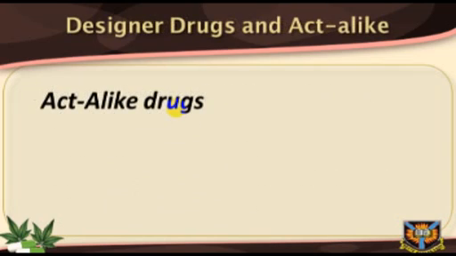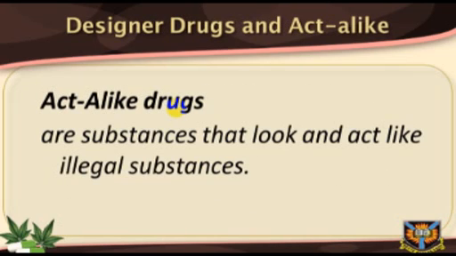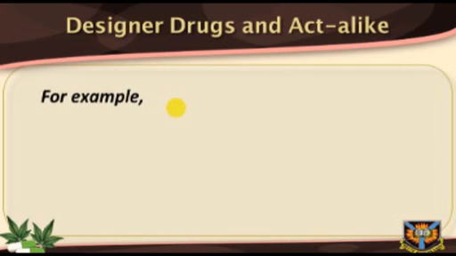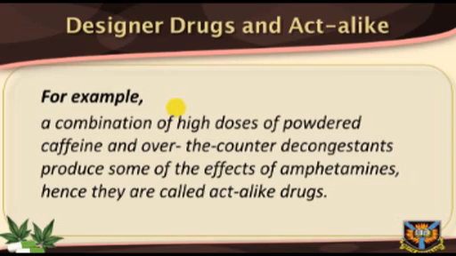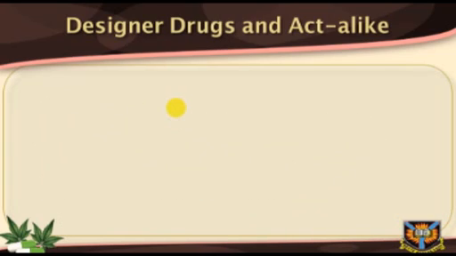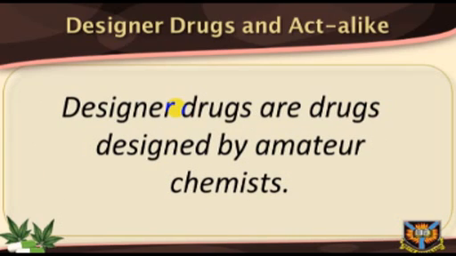Designer drugs and act-alike drugs. Act-alike drugs are substances that look and act like illegal substances. For example, a combination of high doses of powdered caffeine and over-the-counter decongestants produce some of the effects of amphetamines. Hence, they are called act-alike drugs. These drugs are considered dangerous because of their own serious adverse effects. The risk of accidental overdose is also very high.